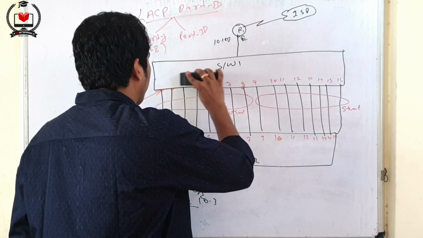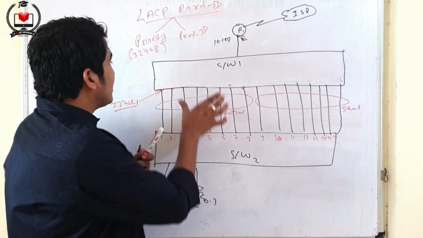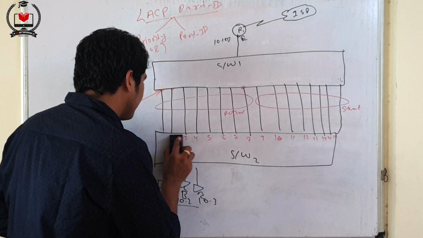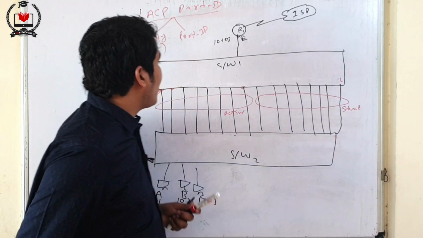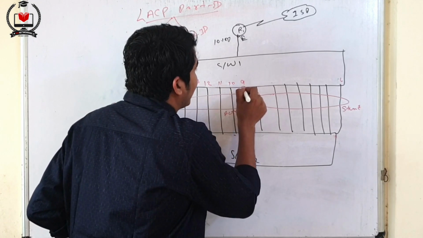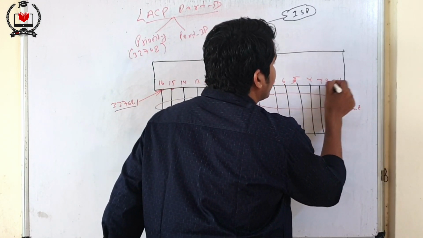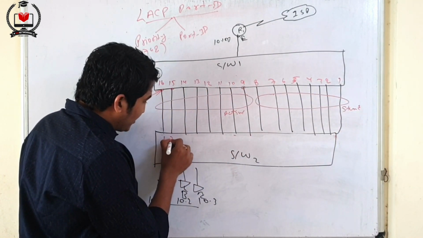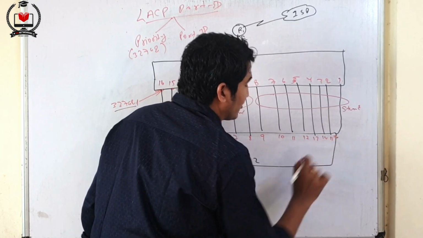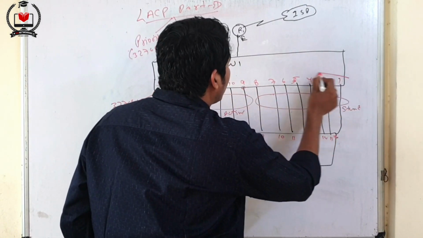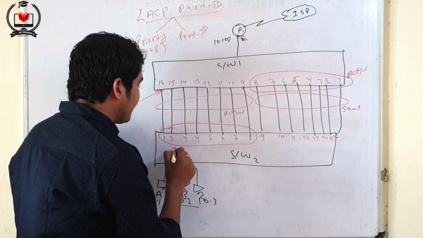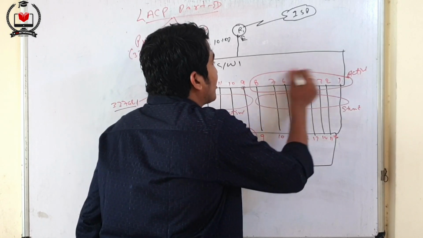Suppose, let me change the port number. Here also this port will become active, and here also this port will become active. Now let me remove this one as well. On switch number 1, this is port number 16, 15, 14, 13, 12, 11, 10, 9, 8, 7, 6, 5, 4, 3, 2, 1. And here this is port number 1, 2, 3, 4, 5, 6, 7, 8, 9, 10, 11, 12, 13, 14, 15 and 16. So on switch number 1, these ports will become active, and on switch number 2, these ports will become active.